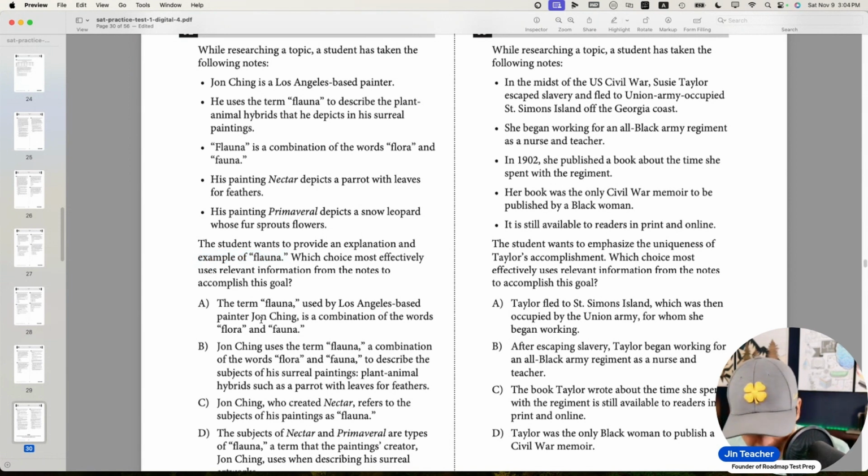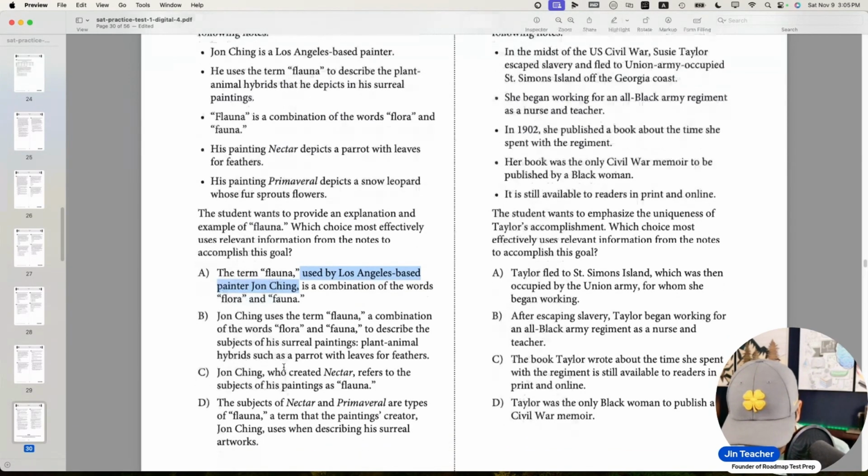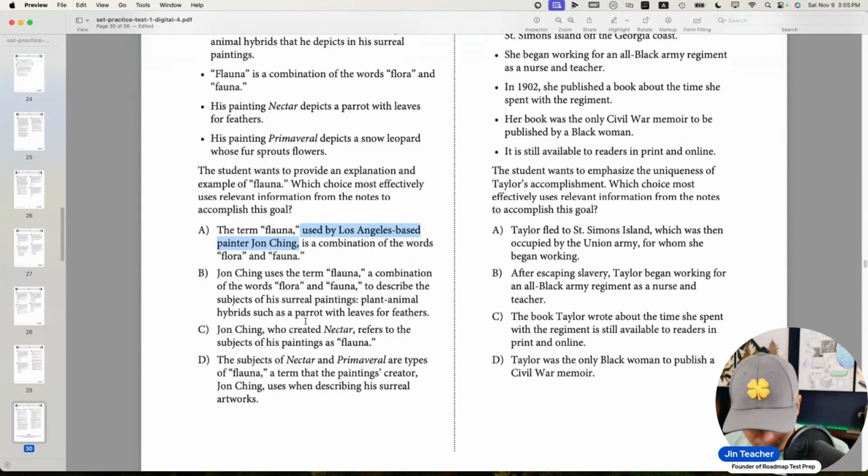So A says the term fauna, used by Los Angeles-based painter John Ching, is a combination of the words flora and fauna. So answer choice A only achieves one of the goals. A gives an explanation of fauna by telling me what it is. It's a combination of the words flora and fauna, but it doesn't give me an example of it, right? So it just tells me who used it, but that's not an example. It's telling me the person who created it. So I know that A is going to be wrong. B says John Ching uses the term fauna, a combination of the words flora and fauna, to describe the subjects of his surreal paintings, plant-animal hybrids such as parrots with leaves for feathers.